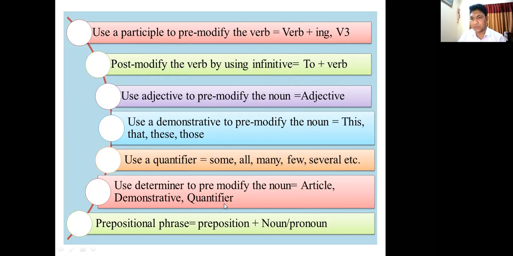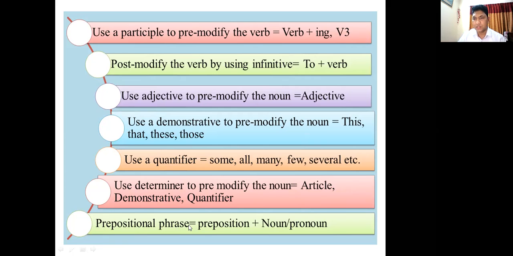According to the demand of the sentence structure, according to the demand of the subject, according to the demand of the noun, you have to use article, you can use demonstrative, you can also use quantifier. But whether you use article, demonstrative or quantifier, you have to use it according to the sentence structure, according to the demand of the sentence.